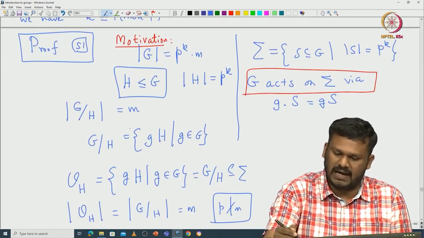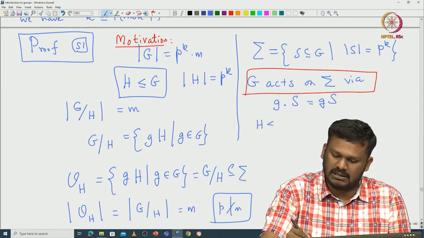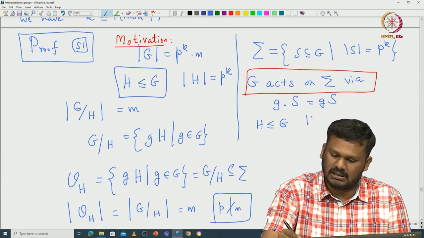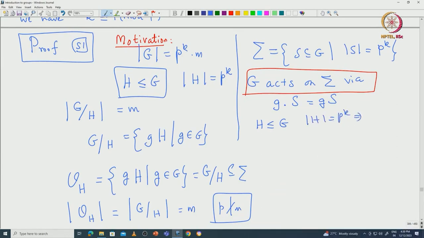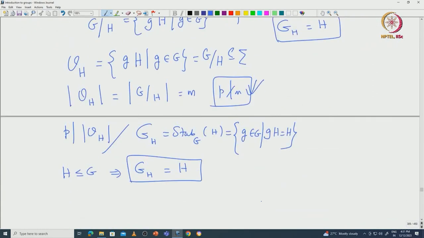So this G acts on this sigma, and H is a subgroup of G having cardinality p power k, which makes H belong to sigma. If you look at the stabilizer of this H, you get back H. So this motivates us to look for this particular action and then look for some orbit satisfying this property, that p doesn't divide the cardinality of the orbit. Then fix some element in that orbit and look at the stabilizer of that element. We expect that should do the work.